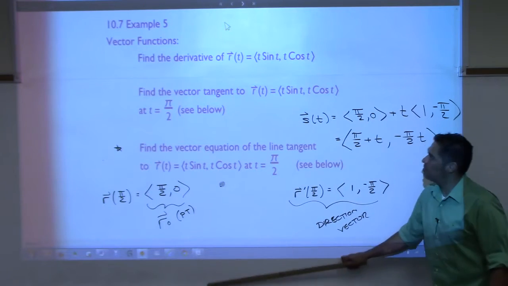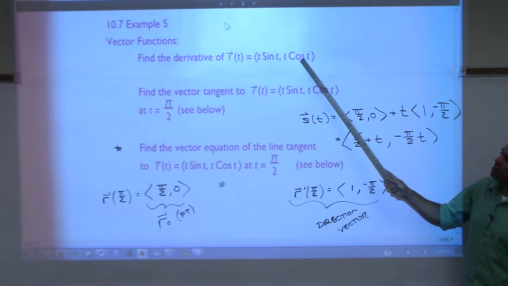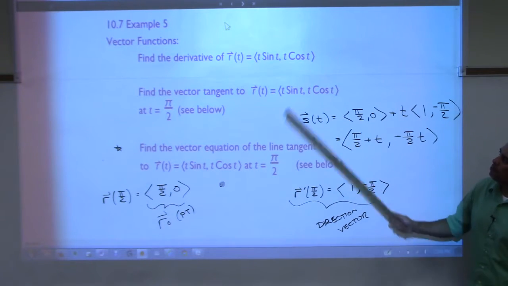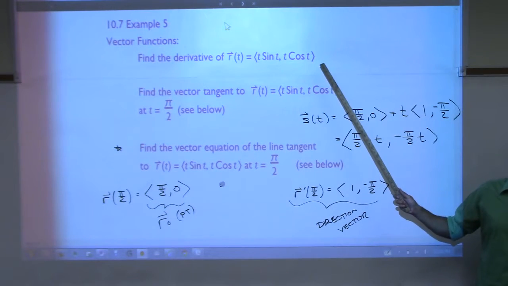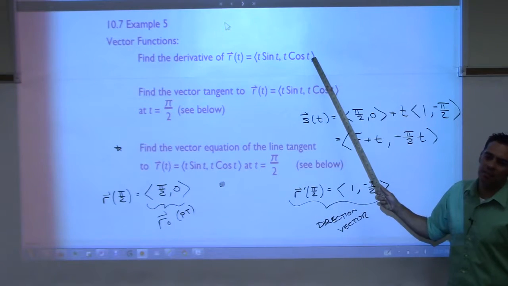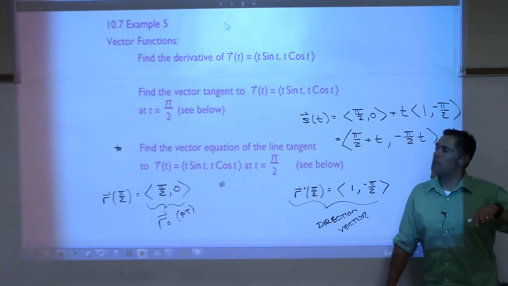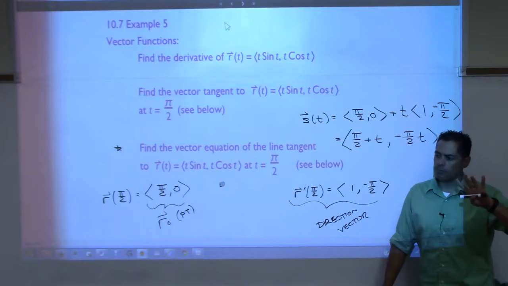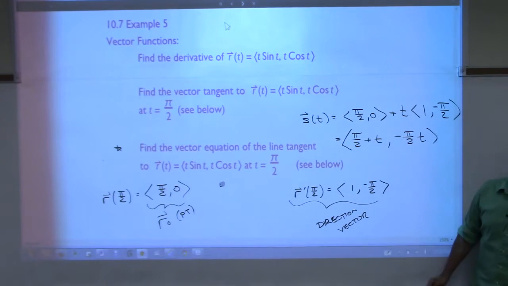I've always thought that this is an interesting function. T sine t, t cosine t. Do you recognize the sine t, cosine t part? That should draw circles, right? So let's just say that this was 4 sine t, 4 cosine t. What would that draw you? A circle of radius 4. And then what if this was 10 sine t, 10 cosine t?